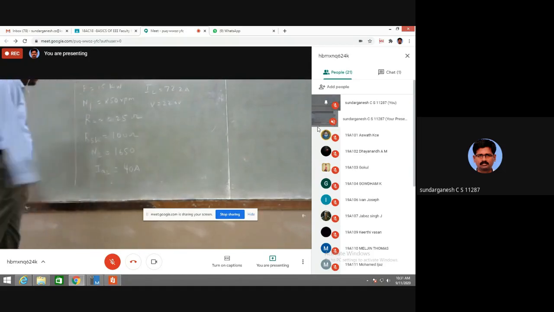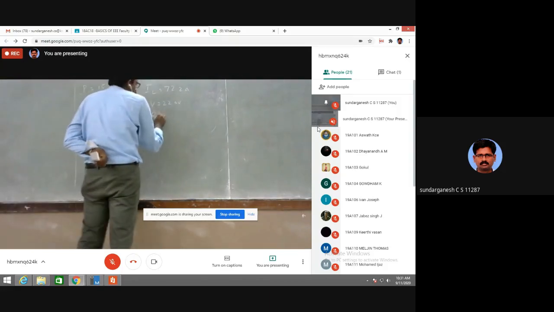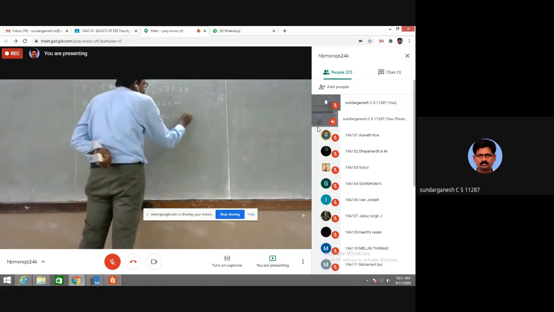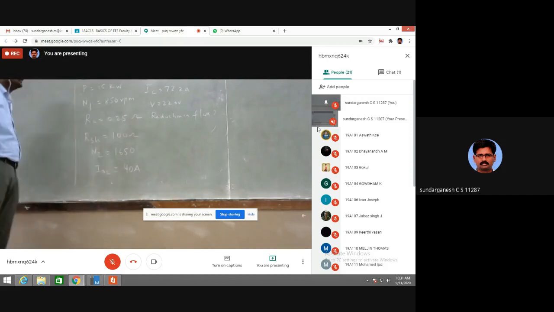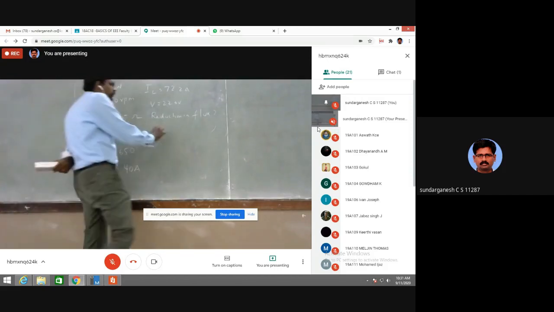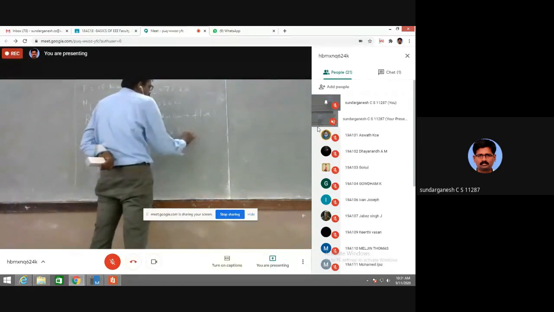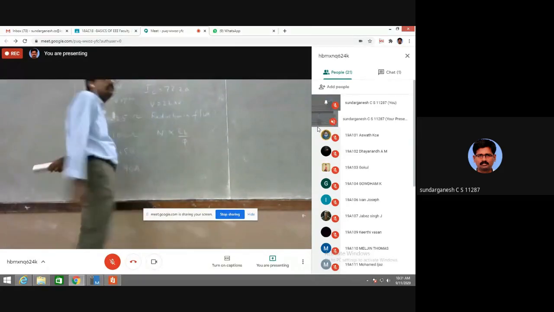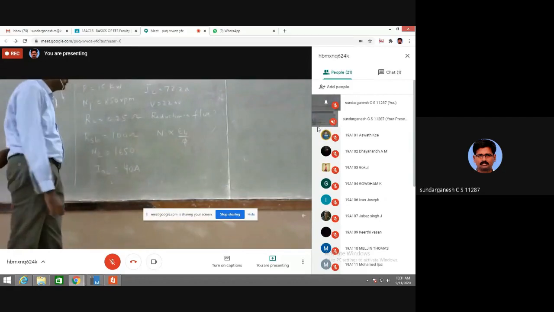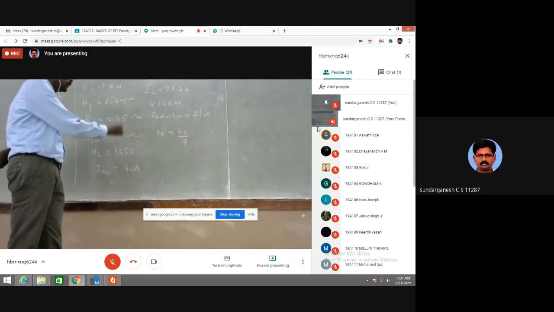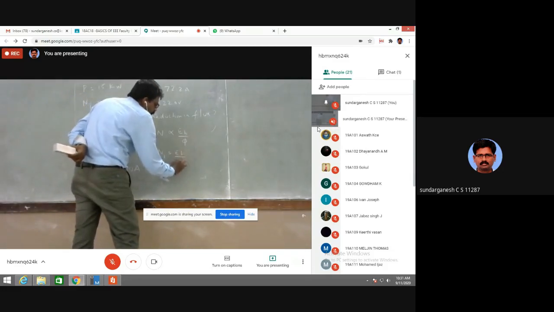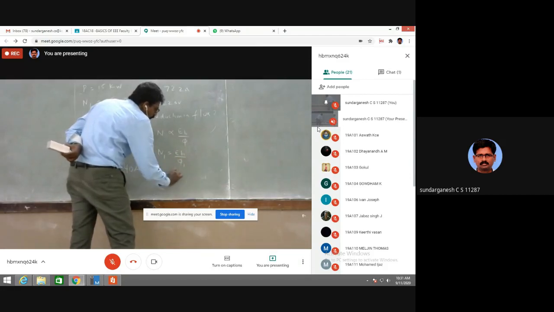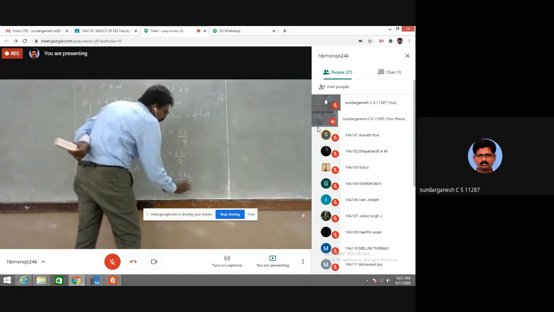So they have asked what is the reduction in flux. The formula we have already found, that N is proportional to EB by phi. We have already seen this in theory. So we have two speeds, one is 850, another one is 1650. So we can write two equations: N1 equal to EB1 by phi 1, N2 equal to EB2 by phi 2.